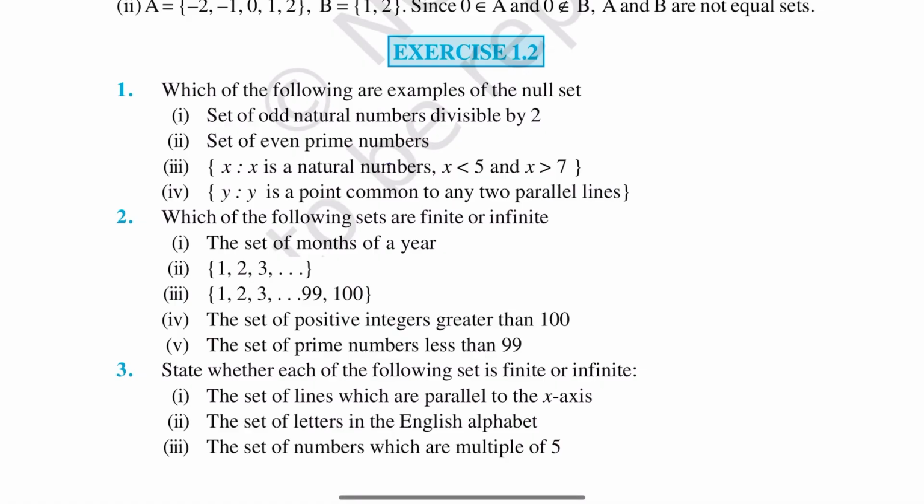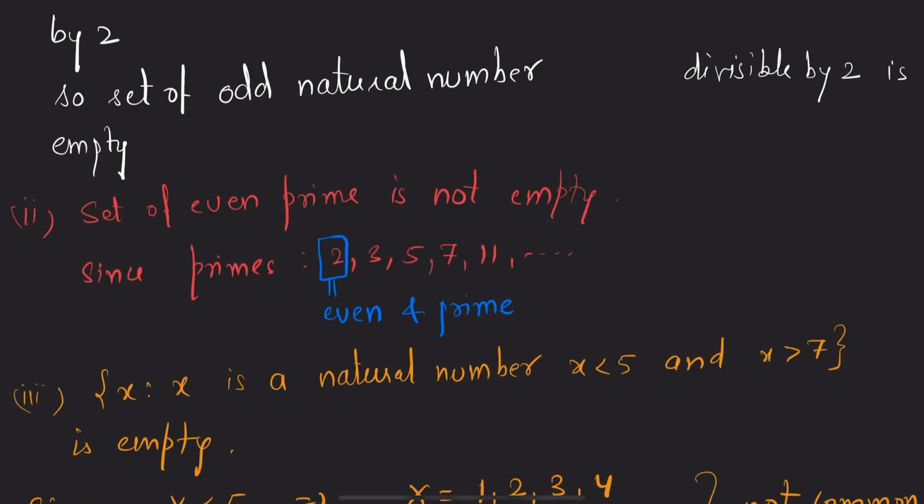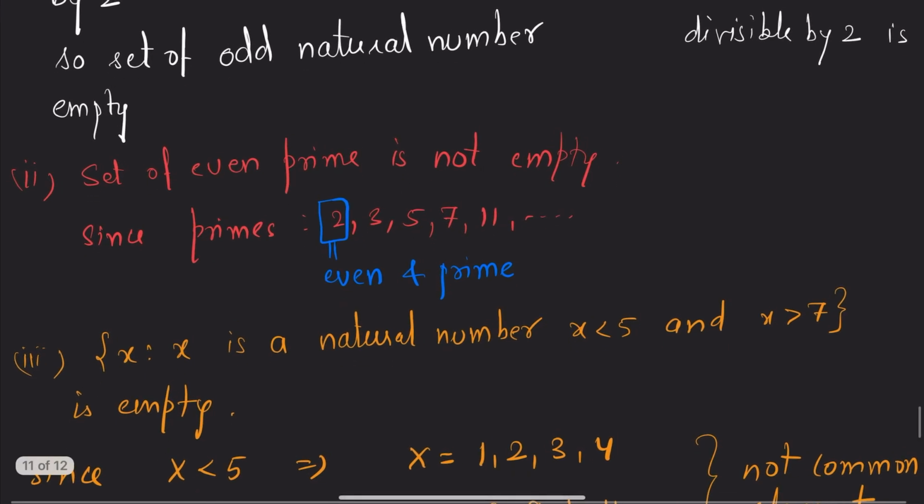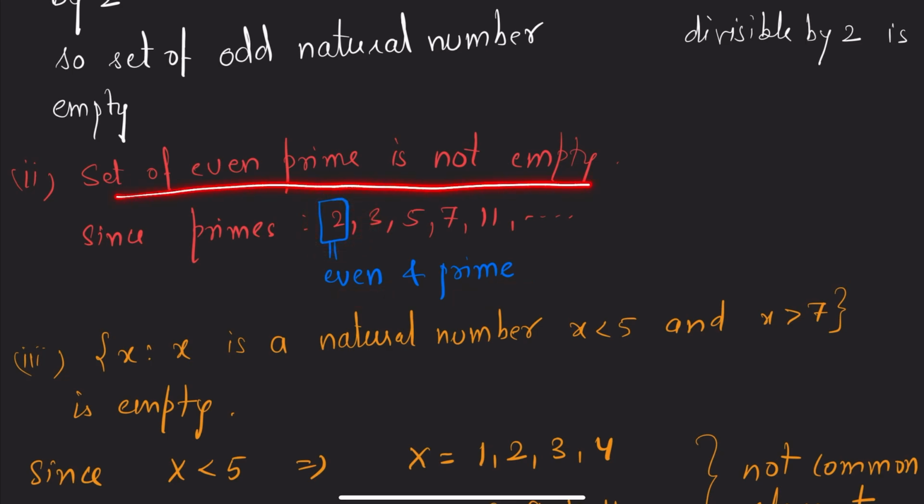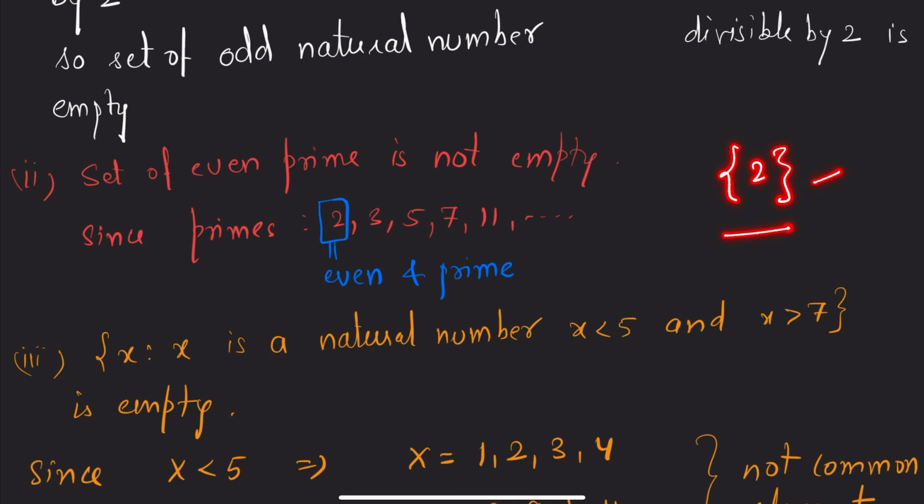Now what is the second question? The set of even prime numbers. So the set of even prime numbers is not empty. Why? Because what is the collection of primes? 2, 3, 5, 7, 11. But we see 2 is even as well as prime. So this set of even prime numbers contains 2. So this is not an empty set.